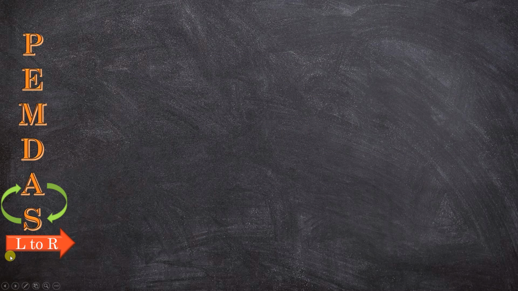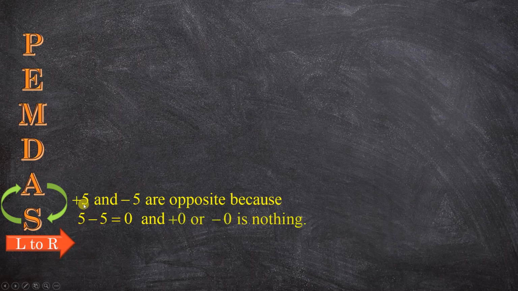Now you know that when you're doing addition and subtraction, you do left or right, whichever you see first, but they're inverse of each other because 5 and negative 5 are opposites. So 5 minus 5 is 0. And you don't need to write plus 0. You don't need to write minus 0. So when you're doing equations and you're using algebra to solve them, what you're trying to do when you have addition or subtraction is you're trying to turn that number into a 0.